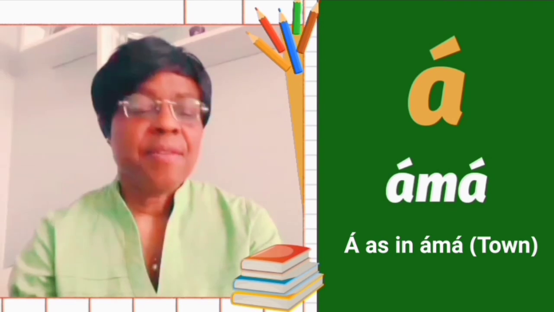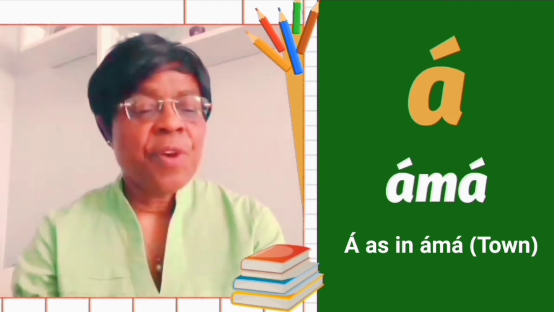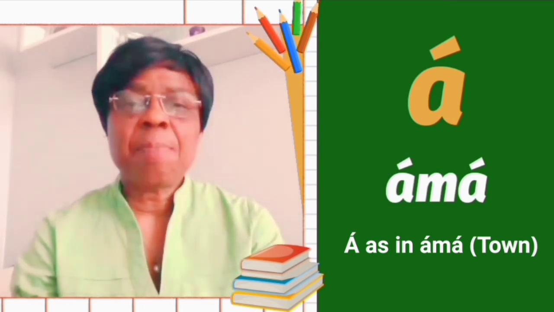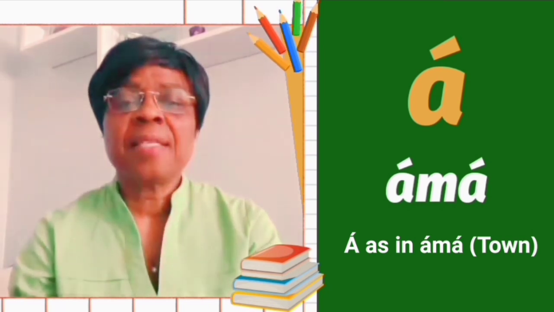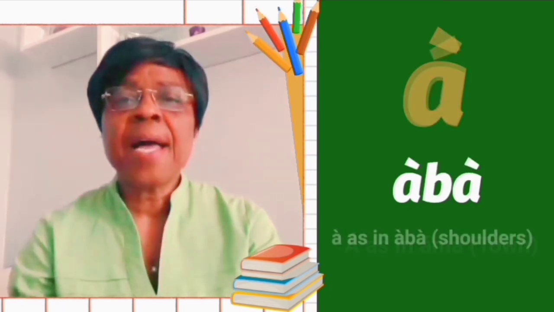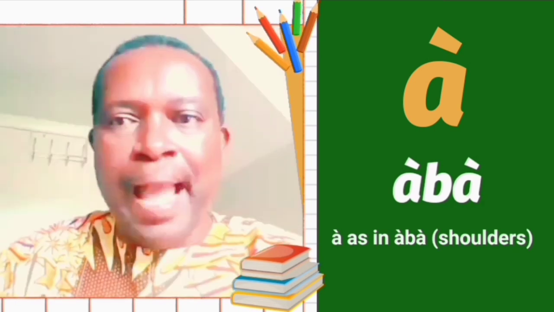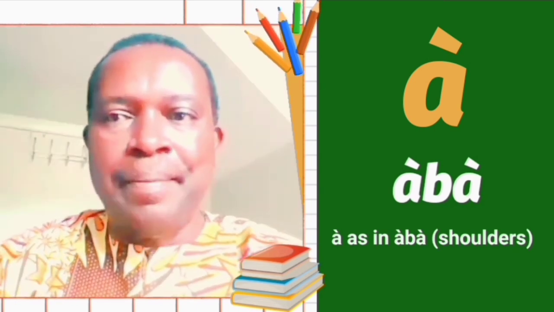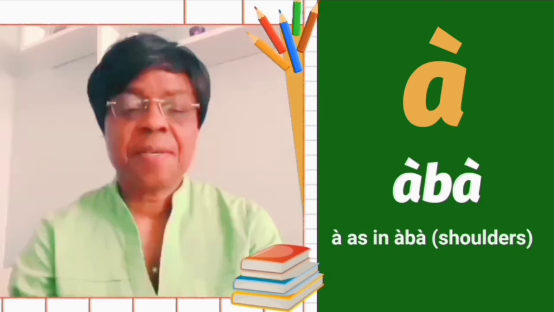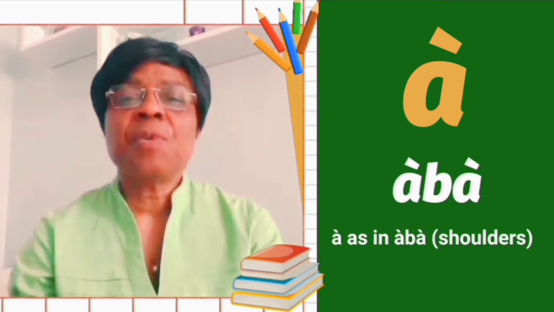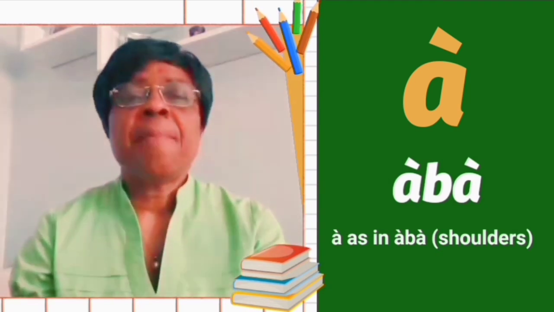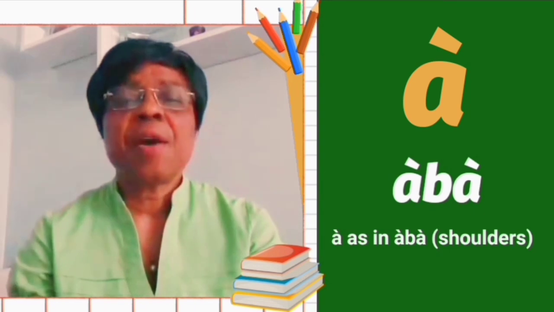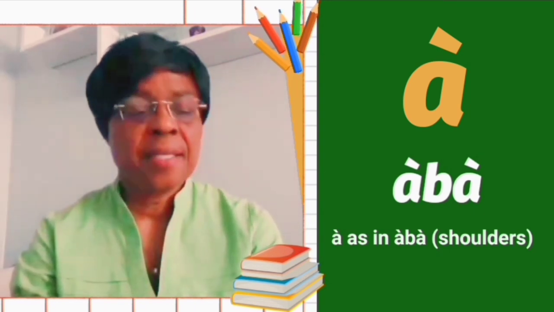Ama. We'll take an example of falling diacritics on the A sound. Aba. And you said, Aba. Well done. Aba is the word for shoulders. And the diacritics are falling on the A sound.